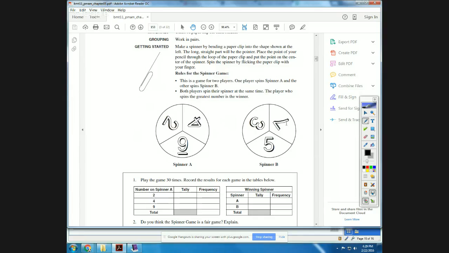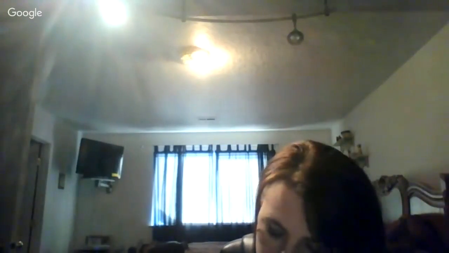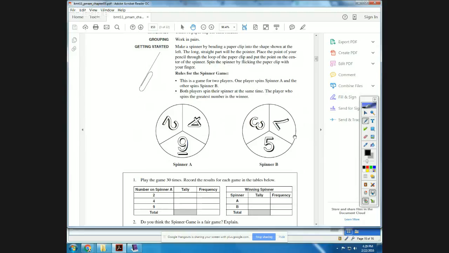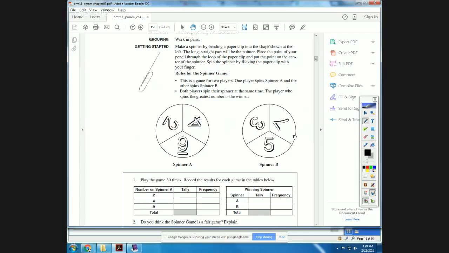So if we play spinner A against spinner B, like maybe Hillary on spinner A versus Brittany on spinner B, who do you think is more likely to win when they play against each other? They both spin at the same time, and the person with the biggest number wins. Is it just as likely that Hillary on spinner A is going to win as spinner B? What do you think? You think they're just as likely because they add up to the same? Oh, do they really? Both groups of numbers add up to 15.